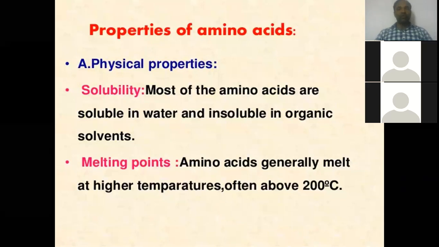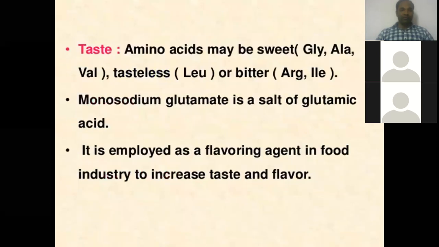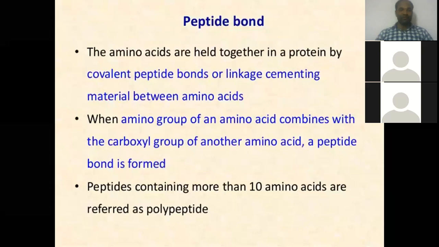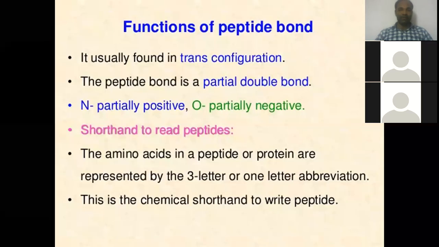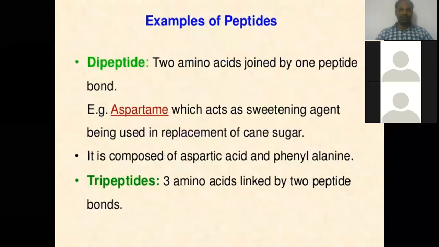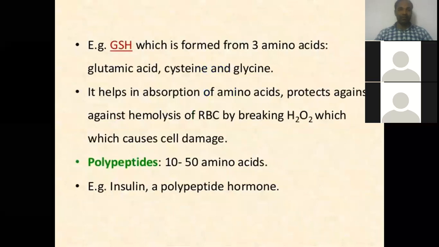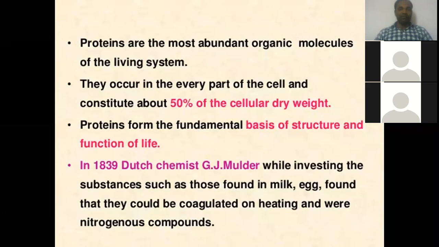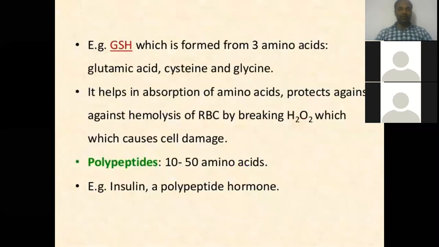Now here come the properties of amino acids. The properties of amino acids are related to the physical properties. Physical properties involve solubility, melting points, taste, etc. And the last and very important point, which is involved in your syllabus also, is the peptide bond. Peptide bond and functions of peptide bonds, examples of peptide bonds, and later on we will take a simple account related to the proteins also.